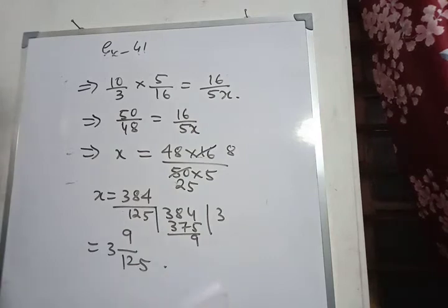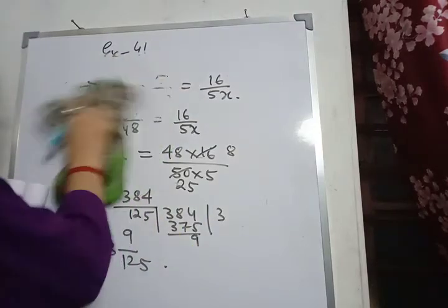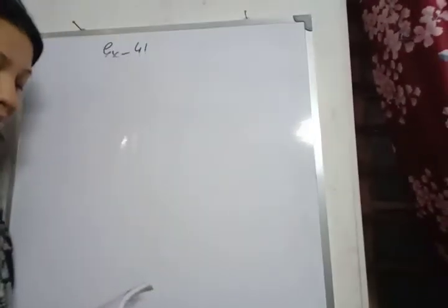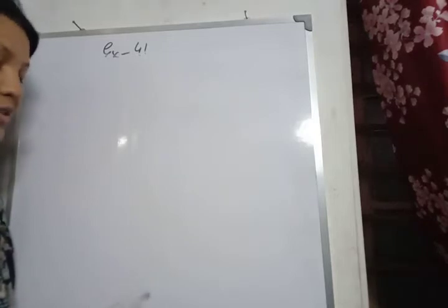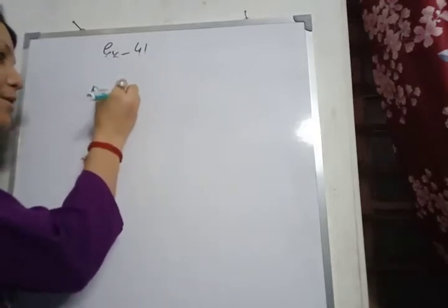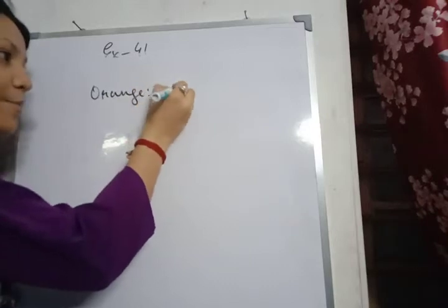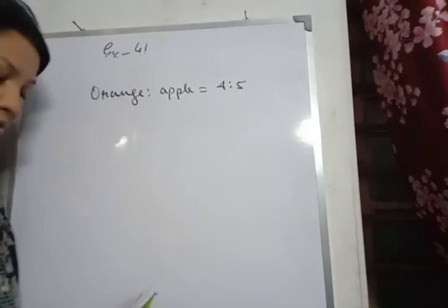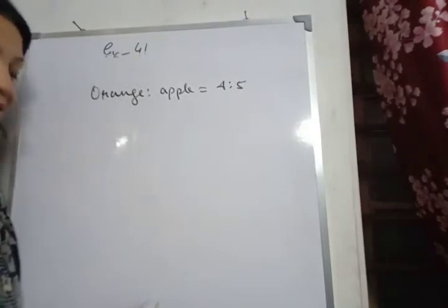Next sum number 7. In sum number 7, it's given there are some oranges and apples in a basket. The ratio of oranges to apples is given as 4 is to 5 and the number of oranges is 16. Find the total number of fruits in the basket.